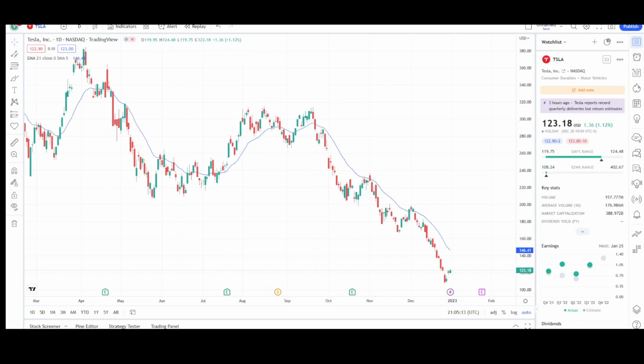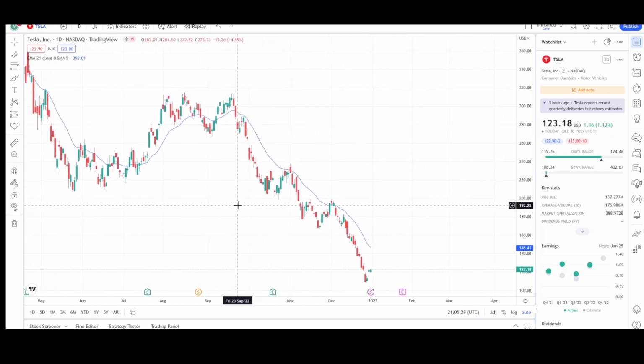I will first go over what I see in the daily chart and finish the video off with the weekly chart. So I know this was heavily requested, so I might as well just do it for you guys. So let's take a look at Tesla.